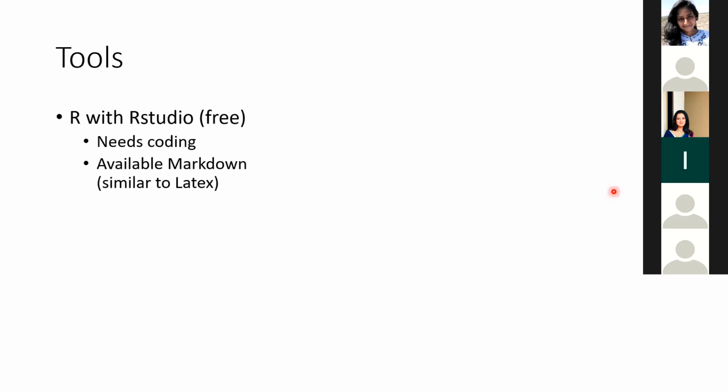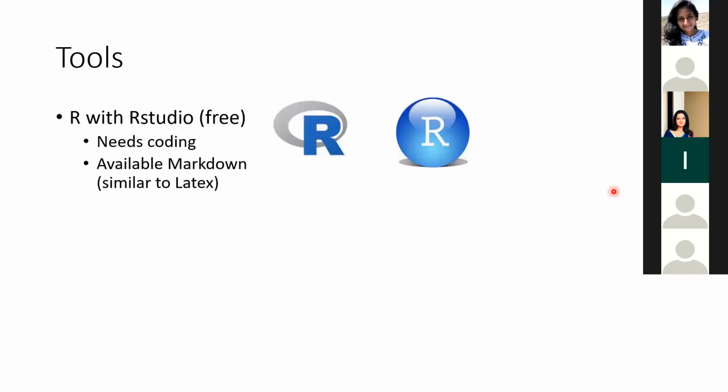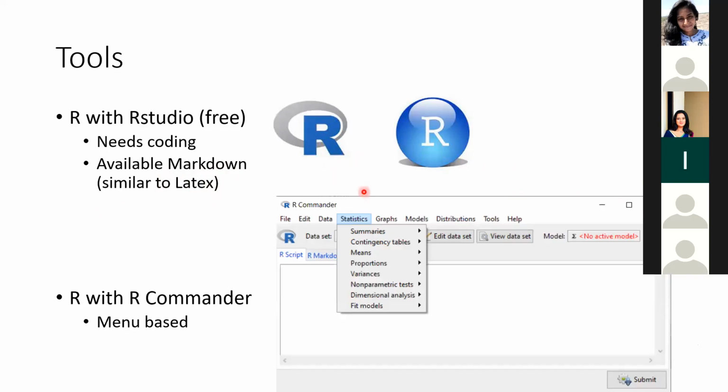The other one, my favorite, is R and RStudio, right? So it has this Markdown as well. It is similar to LaTeX. So nowadays some research papers are giving the Markdown template as well. So you can do the analysis in R and write the paper from R as well, right? Then if you do not like coding, you can go to R Commander. It has these menus, right?